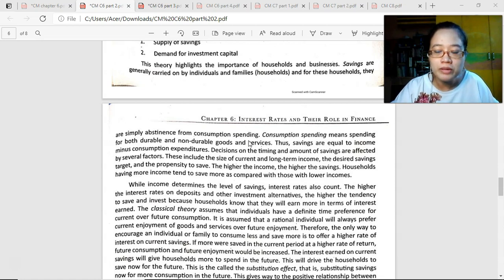There are people who would not spend all of their money, so they save it, putting it in banks or financial institutions, and these financial institutions then lend it to businesses that need funding or investment capital. Consumption spending means spending on both durable and non-durable goods and services. Savings are equal to income minus consumption expenditure. So you have your income minus your spending, and then you have your savings.